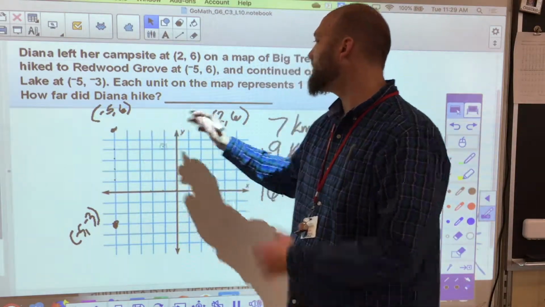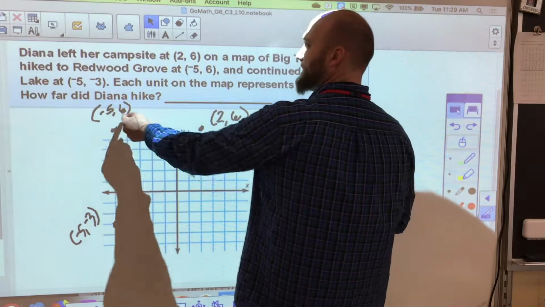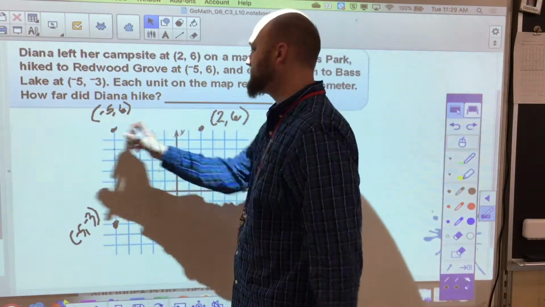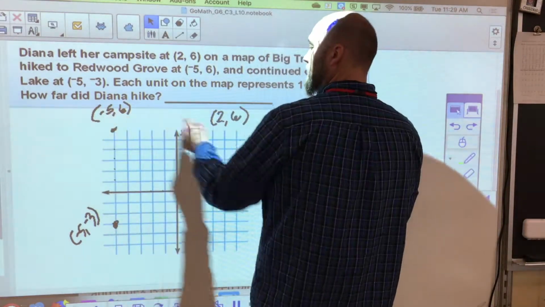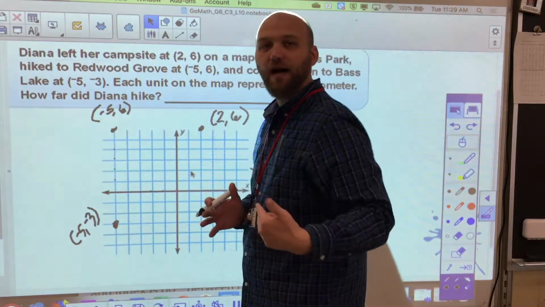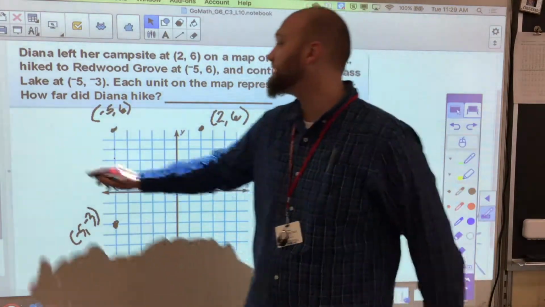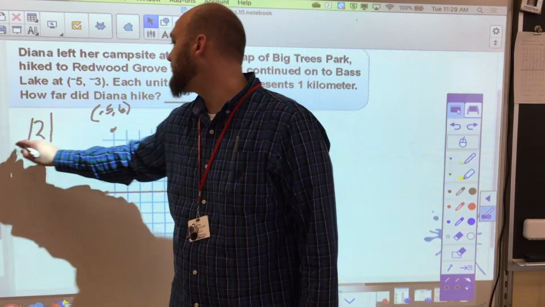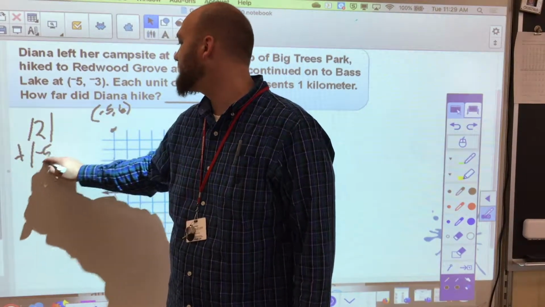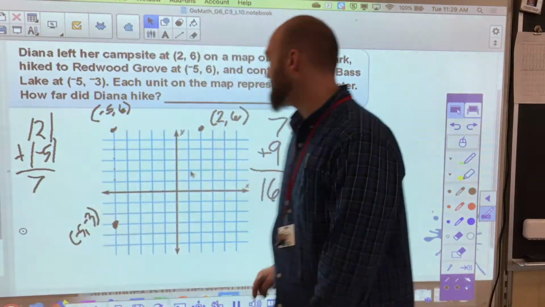If I don't want to go that far, I understand that right here, my y value is the same because these are on the same line. So I need to go from 2 to -5. So I'm going to take the absolute value of 2 and add it to the absolute value of -5. That's going to give me 7.